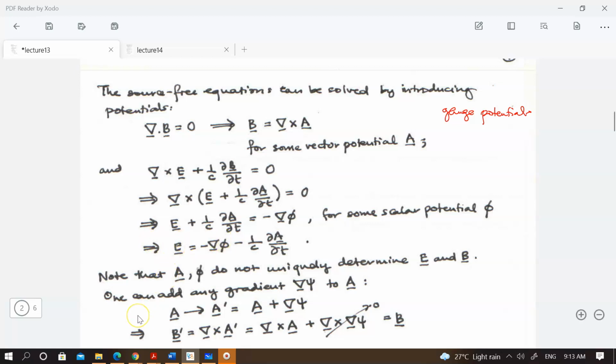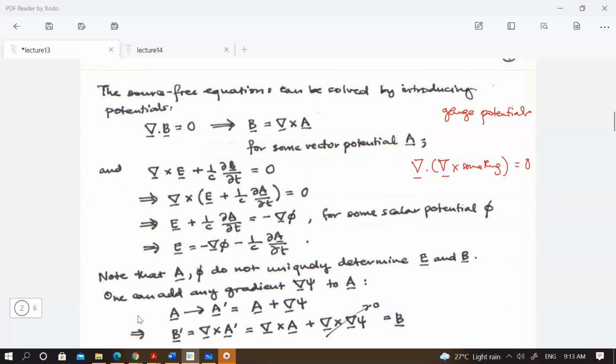So the idea of gauge potential is initially something that can be thought of as a mathematical trick, so that you are able to write the solutions down for your Maxwell equations. One of the things that we have over here, for example, is the divergence of B equals zero. And you know that if you take the divergence of a curl of something, it is always equal to zero.